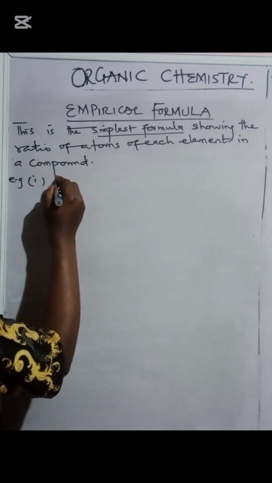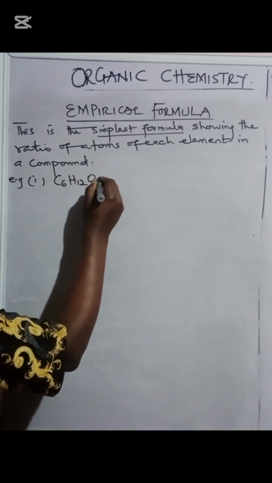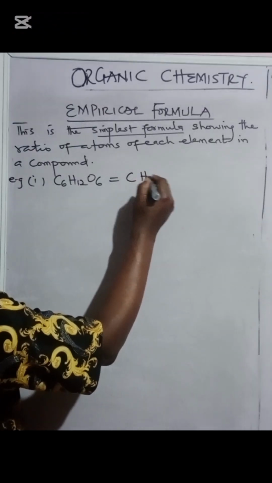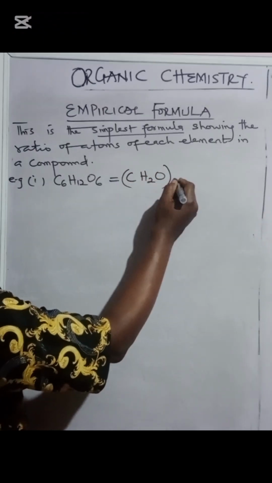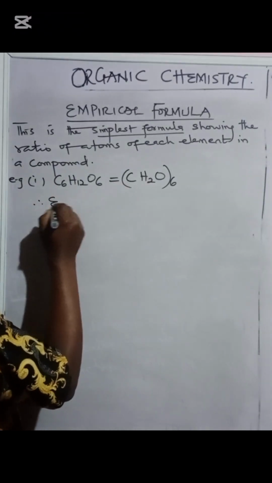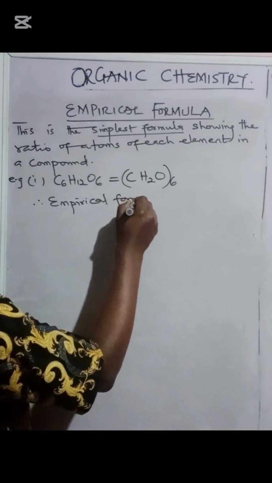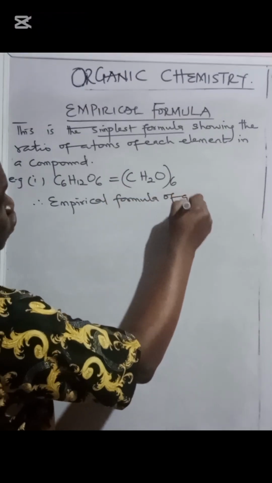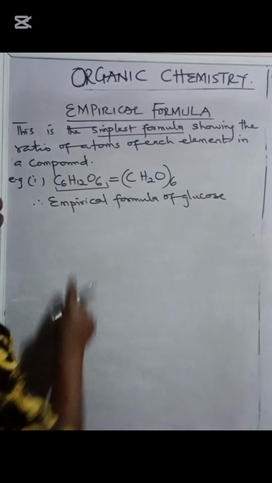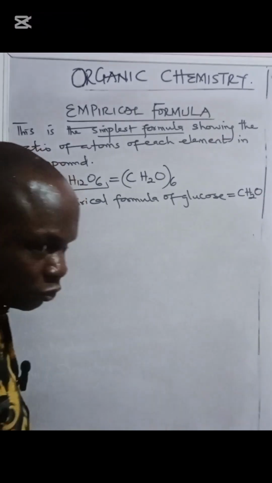You know the actual formula, the molecular formula of glucose, C6H12O6. Six is common, so you factor 6 out: this one will be CH2O, then bracket 6. You are taking 6 out, so the one inside the bracket is the empirical formula. The empirical formula of glucose is CH2O. That's the empirical formula.